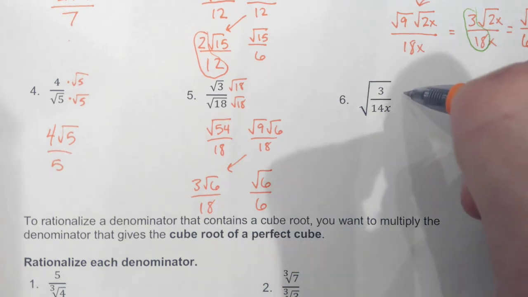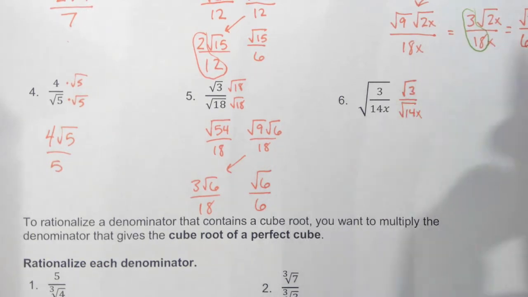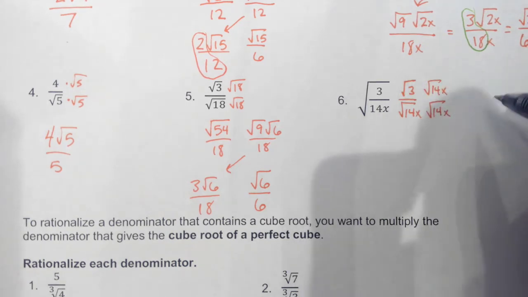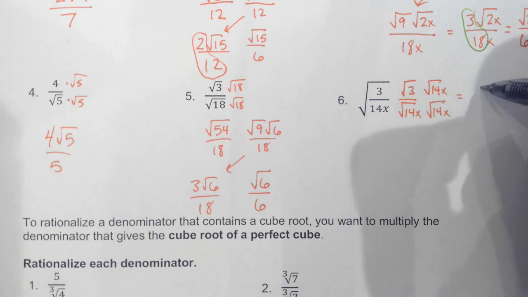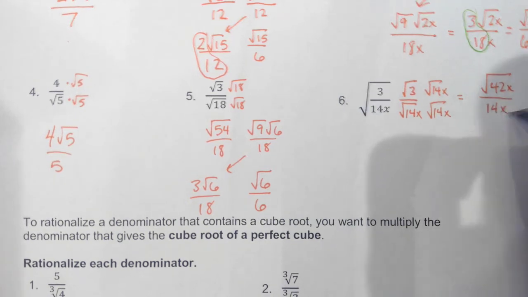Number 6, again, start by separating it to the square root of 3 on top, the square root of 14x on bottom. You would multiply the top and bottom by the square root of 14x. That's going to produce the square root of 42x on top and 14x on bottom.